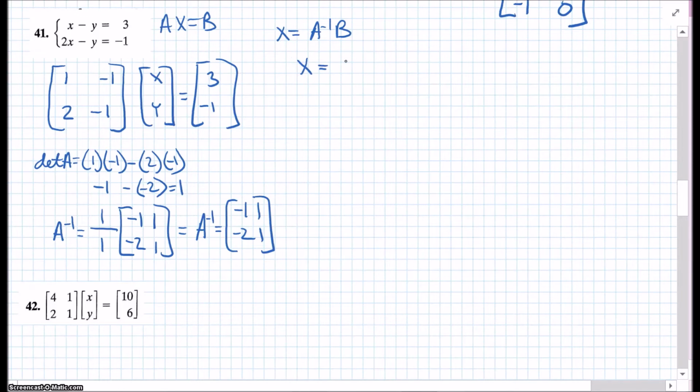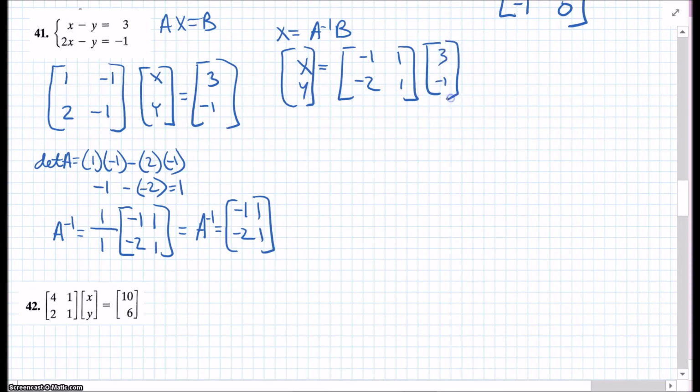So X is going to equal my inverse of A, which is negative 1, 1, negative 2, 1, times my B, which would be 3, negative 1. So I have a 2 by 2 matrix times a 2 by 1 matrix, so it's going to be a 2 by 1. My new matrix XY is going to be first row by the only column, negative 3 plus negative 1. Second row, first column: negative 2 times 3 is negative 6, 1 times negative 1 is negative 1.